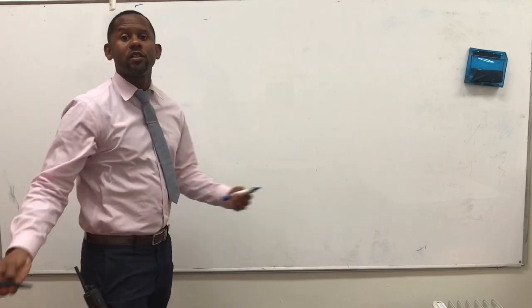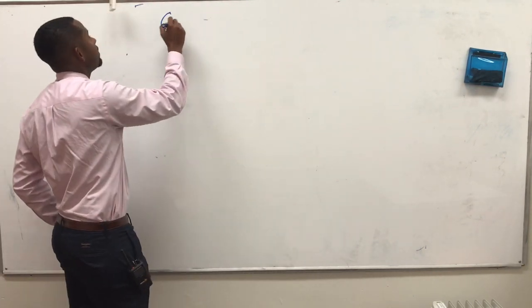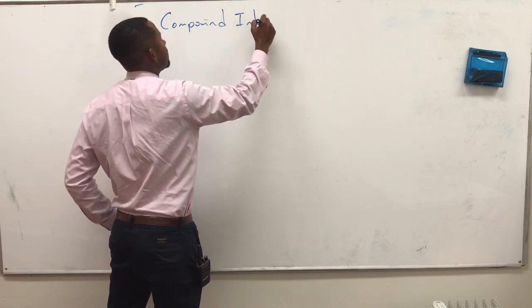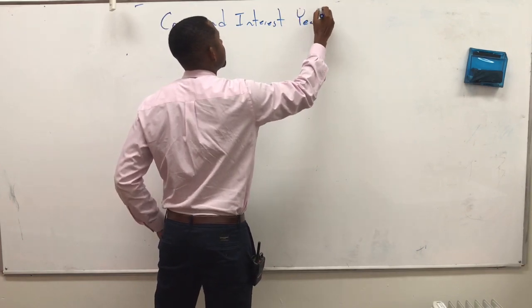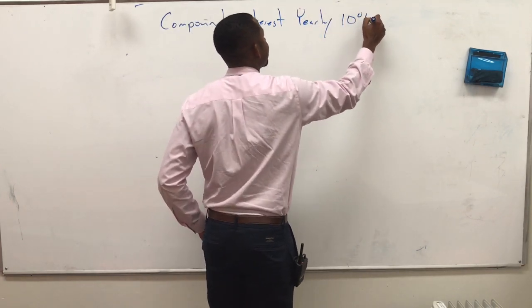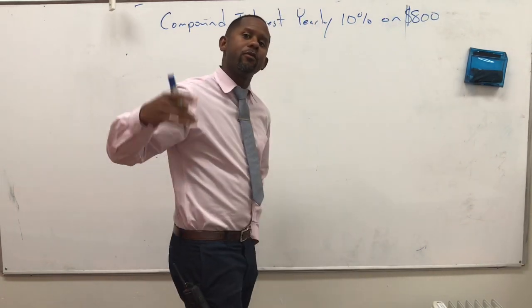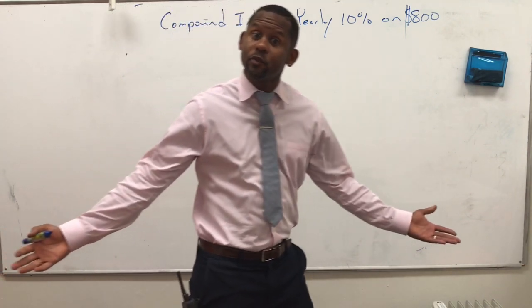All right, so now, pause the video. Do the one for now. This is going to be compound interest, yearly, at 10% on $800. Go ahead and do that one for me right now before I do it.